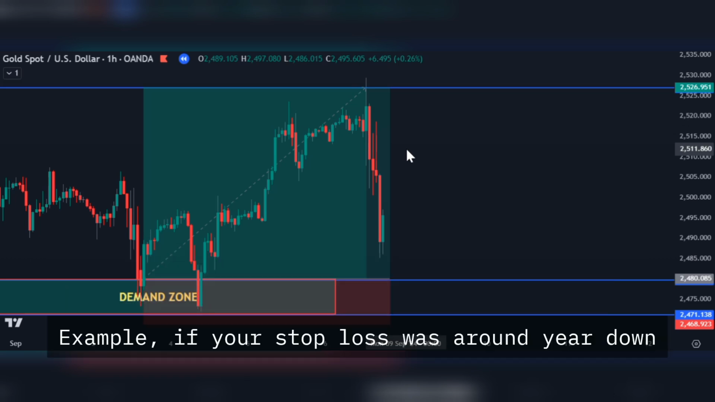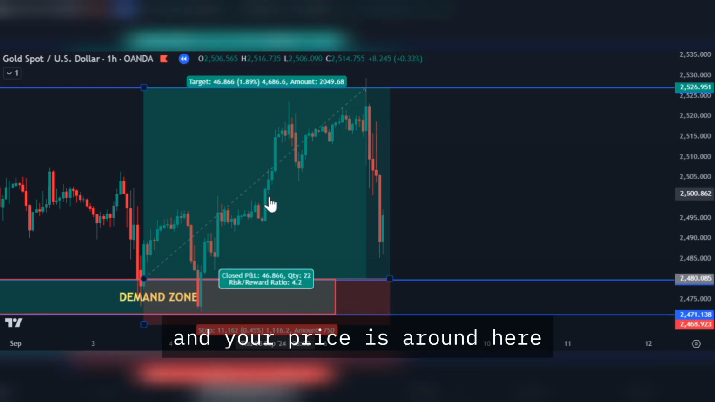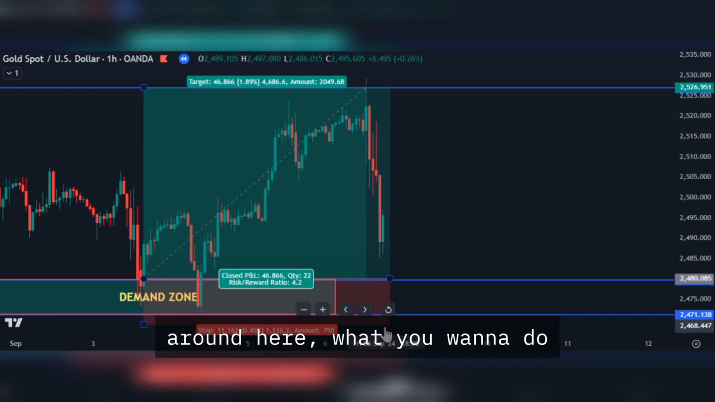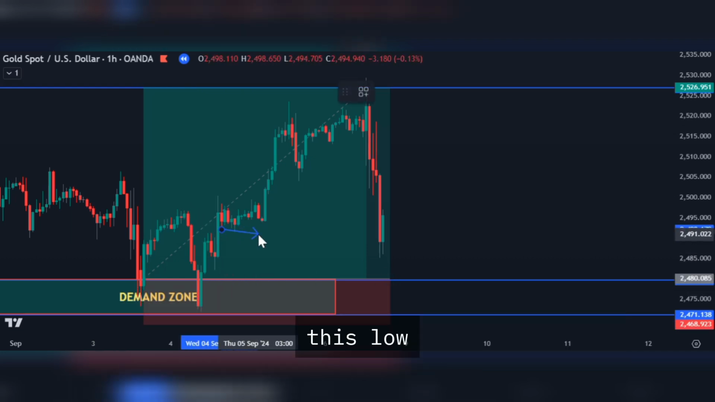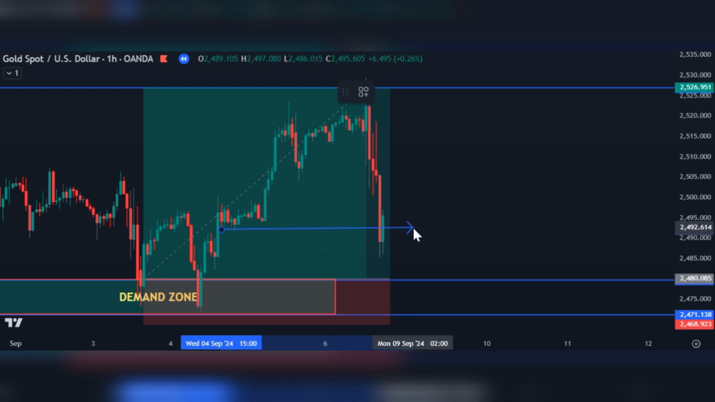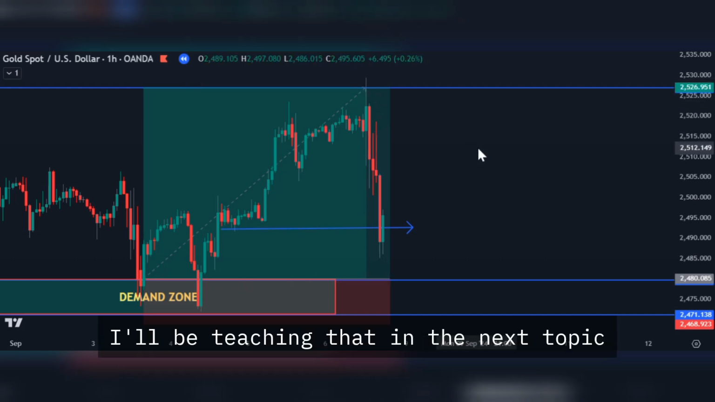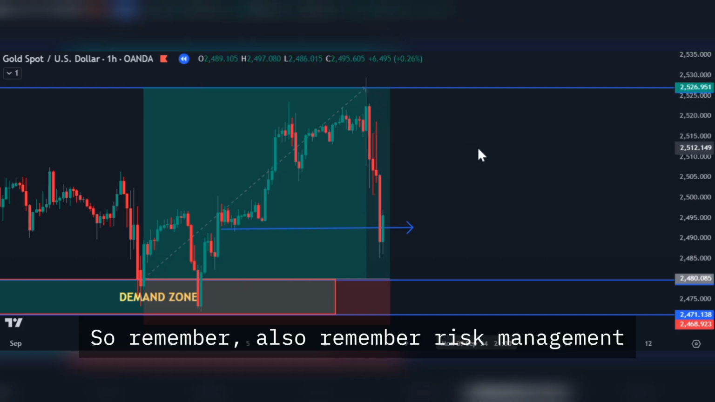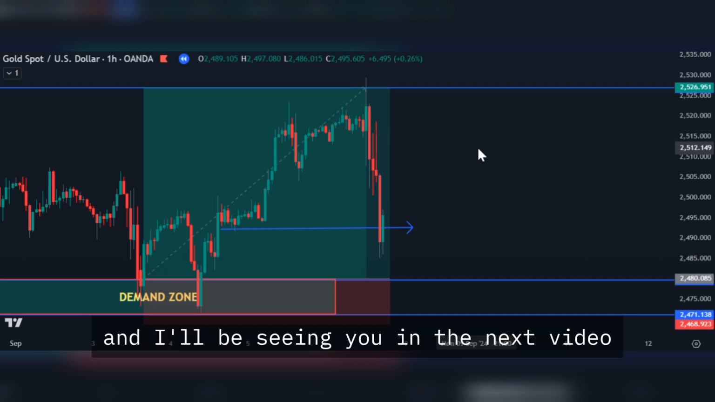Example, if your stop loss was around here down, and your price is around here, what you want to do is move the stop loss above to somewhere like this low, and wait patiently for price to reach around this zone. I'll be teaching that in the next topic. So also remember risk management. Use stop loss wisely and I'll be seeing you in the next video.